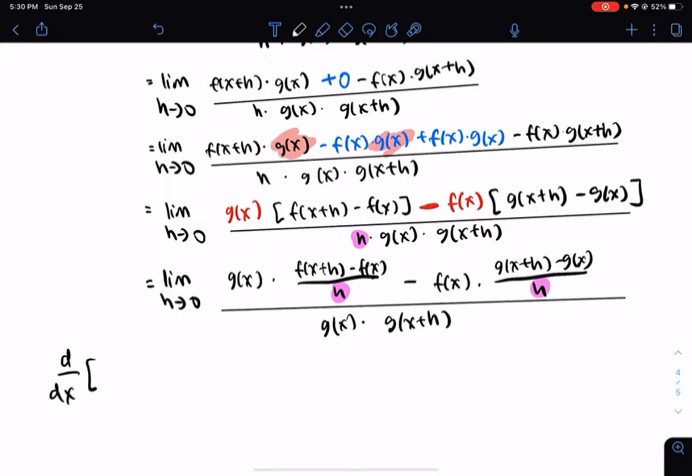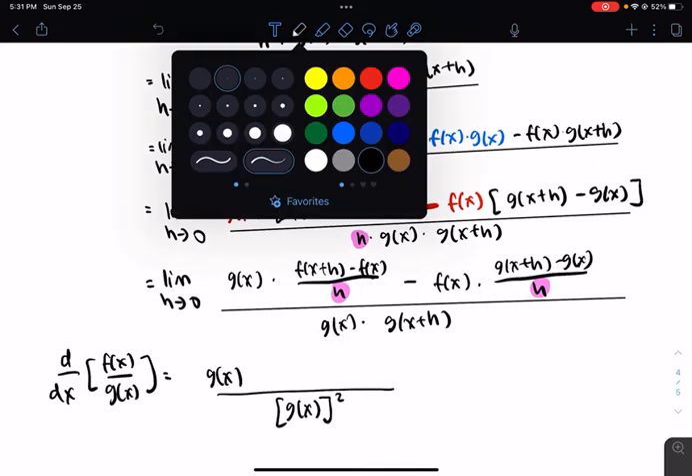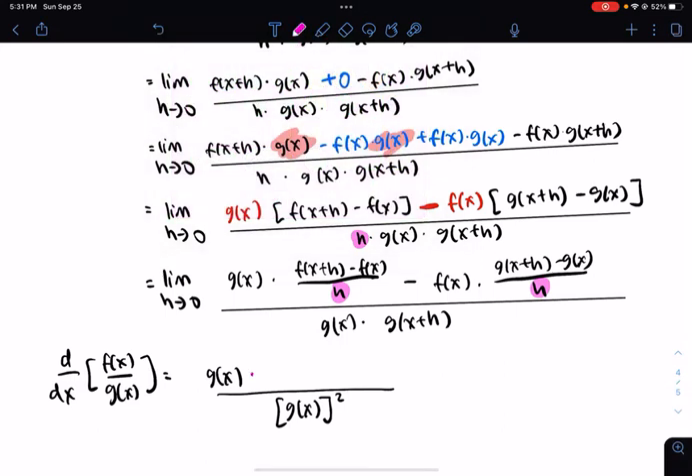Okay, so let's just rewrite the derivative of f of x over g of x equals. Let's simplify the denominator. x plus 0 is x, so it's g of x squared, because it's g of x times g of x. And the numerator becomes g of x times the derivative of f of x, minus f of x times the derivative of g of x.